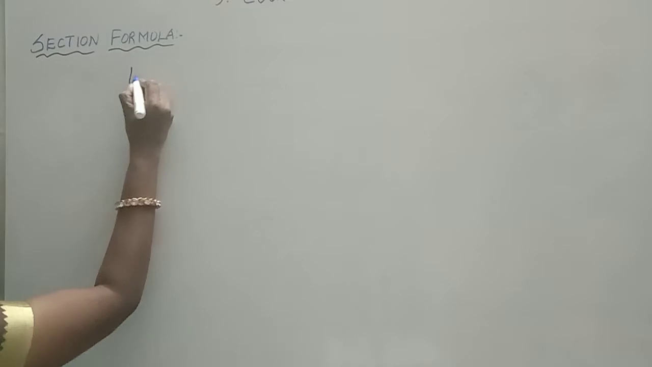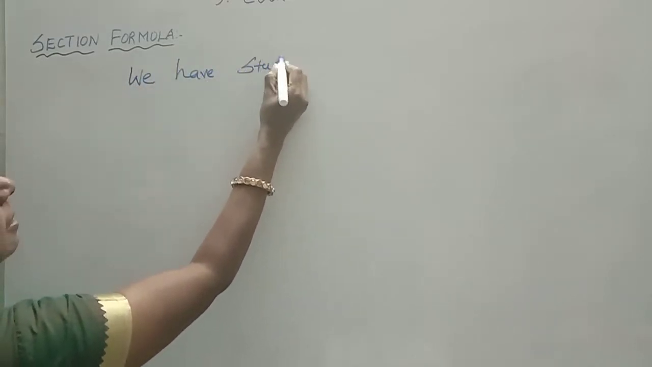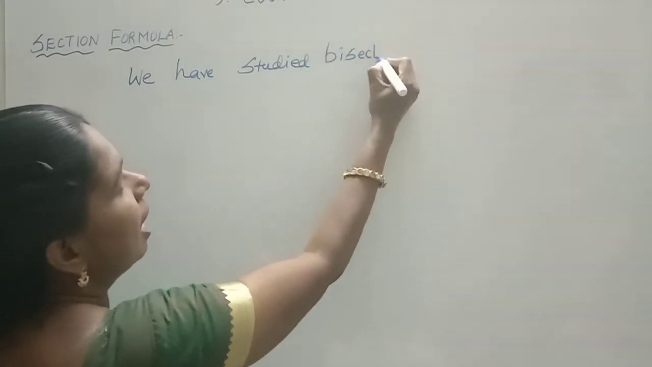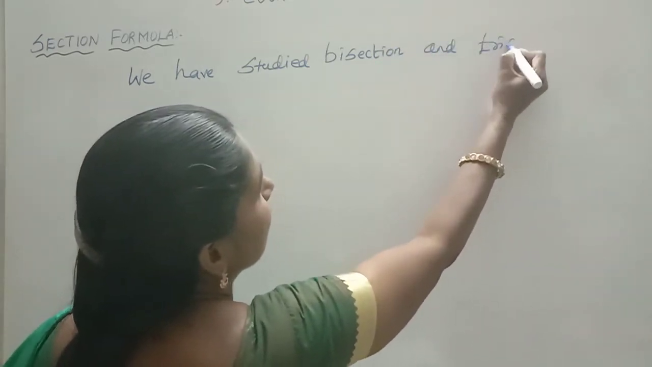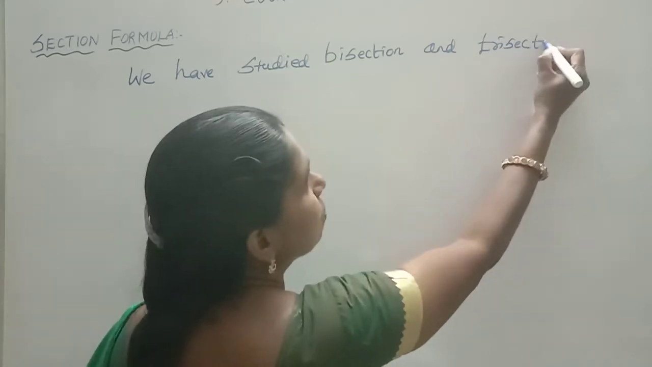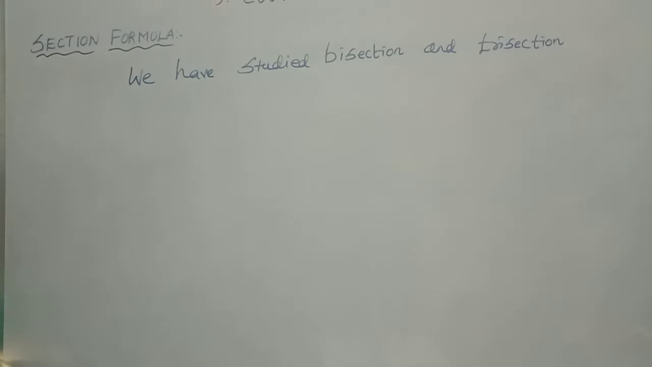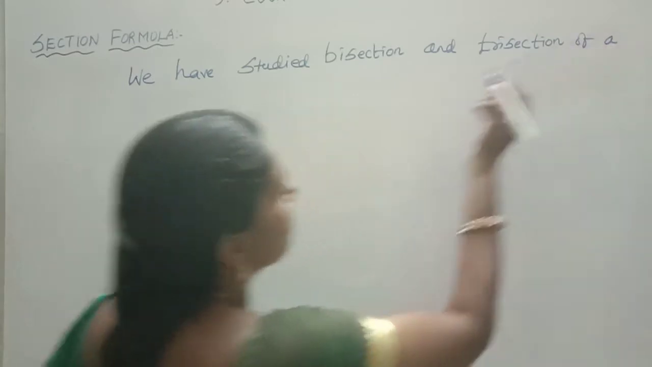What are the things we have studied? We have studied bisection and trisection of a given line segment. Generally, we use these two cases to find the line divided in the ratio m is to n. So, bisection and trisection of a line segment.